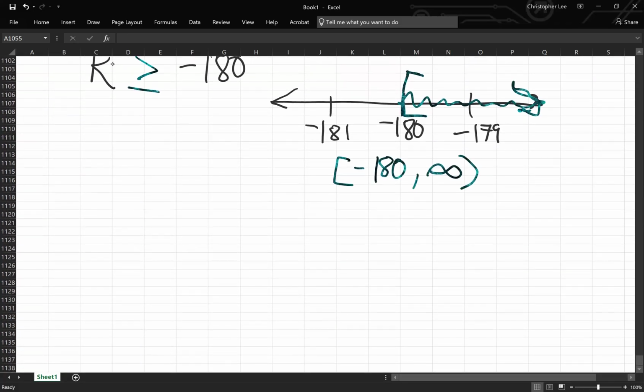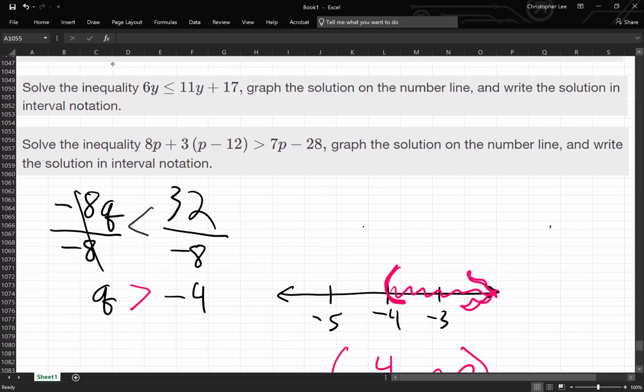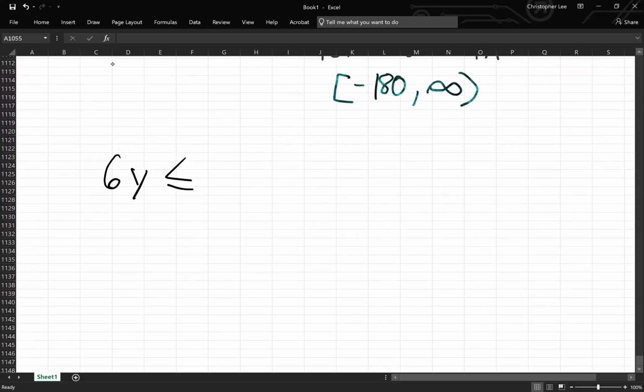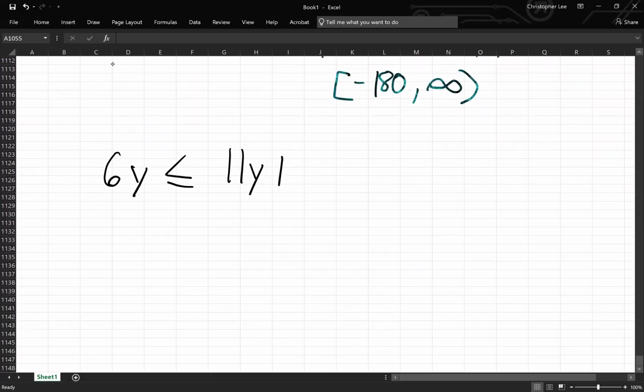So I have 6y less than or equal to, just bear with me one second, 11y plus 17. Now, this is very similar to what we did yesterday, right? I want to get all my variables on one side, and then I want all my numbers on the other. I'm gonna let you guys dictate how I do this. There's no wrong answers here. What would you guys like to do first? You want to move the 6y over? Yeah. All right, I could do that.